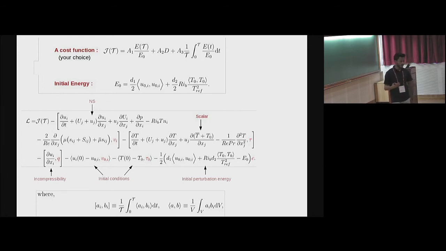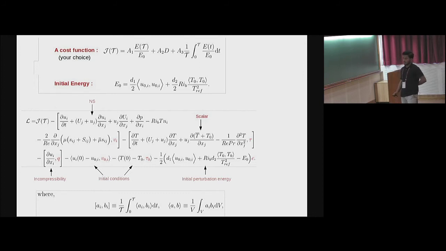In this case, you have the Navier-Stokes equation, the temperature equation, the initial conditions of velocity and temperature, the incompressibility condition, and the total initial energy. And these are done with the help of these variables, which are in red. These are Lagrange multipliers, and these are also the adjoint variables. So the initial energy is enforced by a Lagrange multiplier C. This is special because an imposition of the initial velocity by V0I does not really ensure that you have enforced the total initial energy.